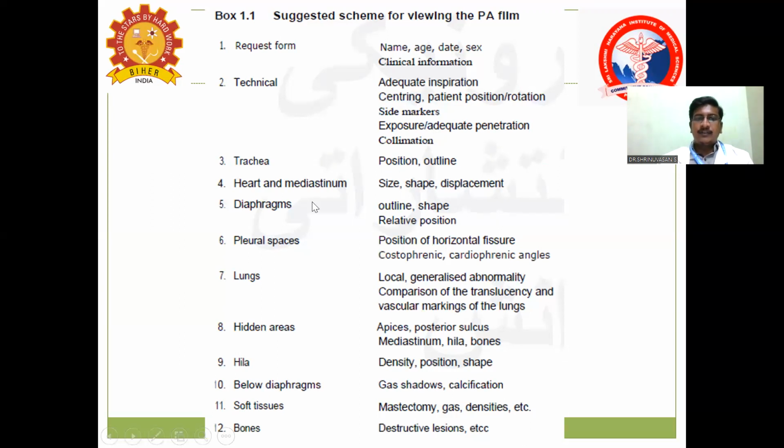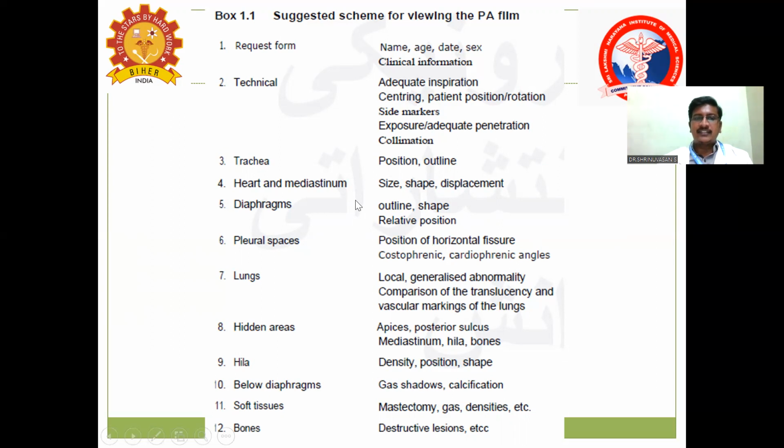And then after the film has come, you just see step by step, go from center to periphery or periphery to center. So let us go from center to periphery. First check the trachea, how the position is, whether the trachea is in the central position or deviated to the right side or left side. Then check the heart and mediastinum. How the heart looks, whether the heart is in the center position or pushed towards the right side or left side. Then think about the diaphragms.